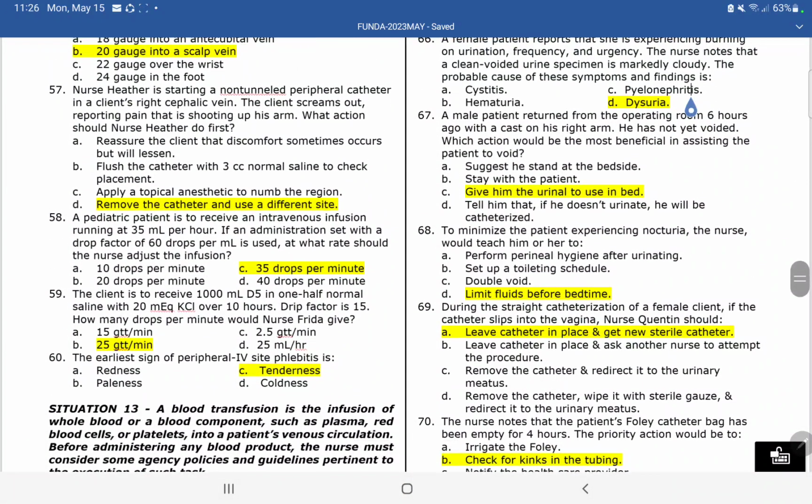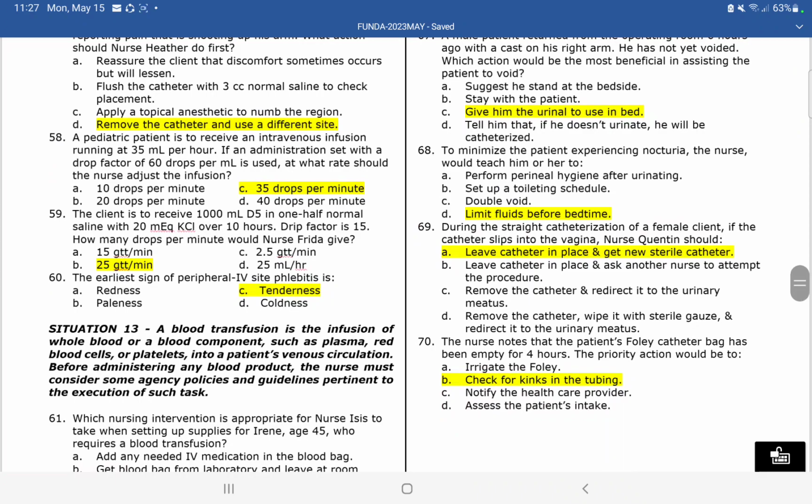Infection in the kidney. Now, a male patient returned from the operating room 6 hours ago with a cast on his right arm. Oh, casting. He has not yet voided. Which action should be most beneficial in assisting the patient to void? Okay, give him the urinal to use in bed. Give him the urinal to use in bed. Why? Imagine that stimulates, no? That stimulates urination. Pag may makita tayong mga ganun na parang arenola, CR, kataihon ka, kalibangon ka, or you increase the running water in the faucet or in the toilet that they can hear, it stimulates what? Urination. Letter C. To minimize the patient experiencing nocturia.